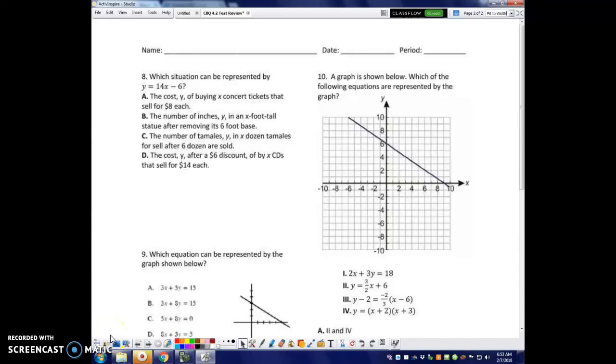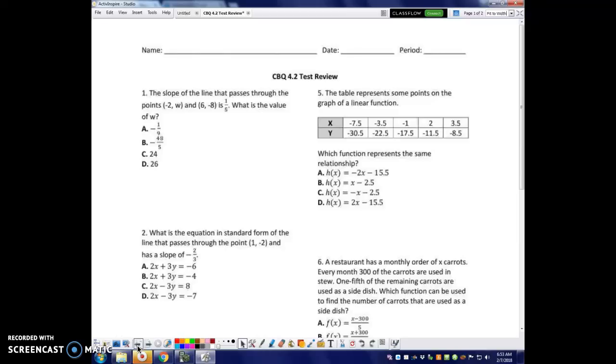All right, test on Friday. So here's the review. Sorry, I'm on the wrong page. So starting with question number 1. I might go kind of fast because I want to try to make this as short a video as possible.